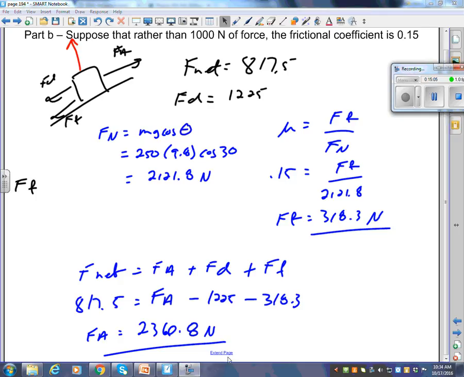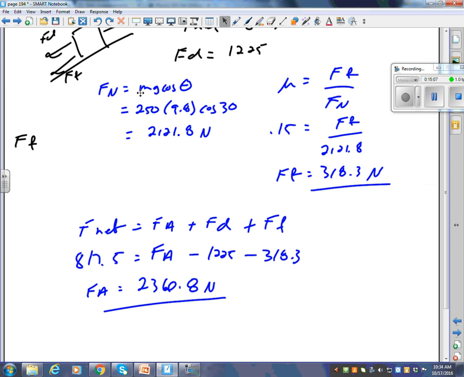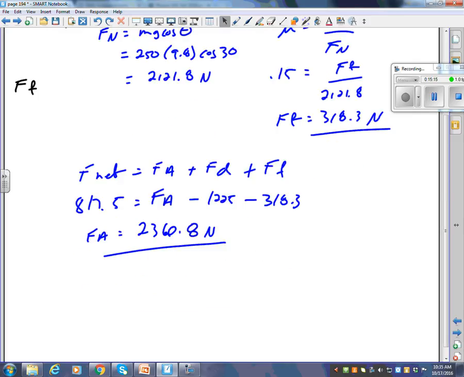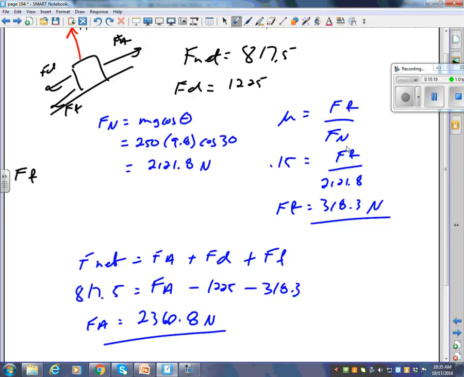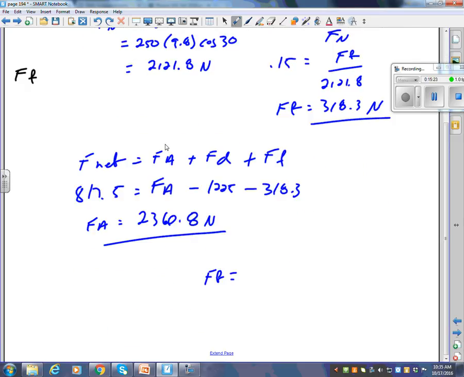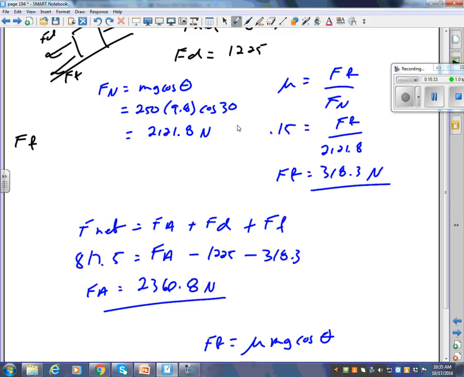I do want to point out that if you want, you can combine these two steps, because mu is equal to FF over Fn. If you want to just say that FF is equal to mu times Fn, and Fn is mg cos theta, and I think this was actually on your lab sheet, right? FF is equal to mu mg cos theta.